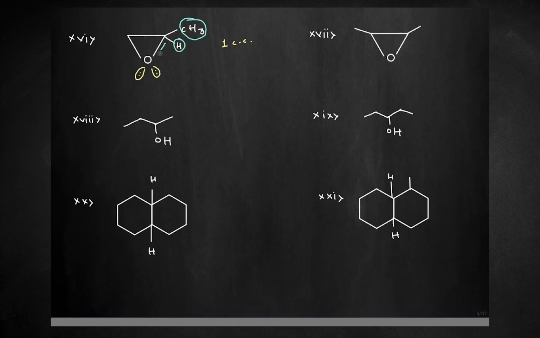This is the second part. If you go here, here is the oxygen. If you go here, here is the CH2. That means this is the chiral center. Clear? So cyclic molecules you have to look at in this particular way.